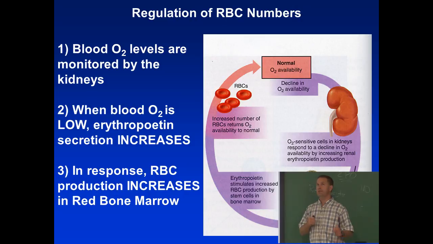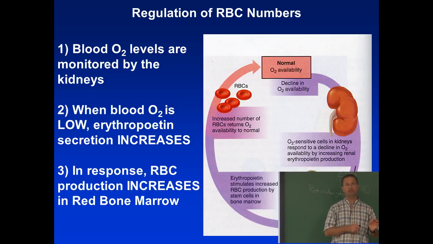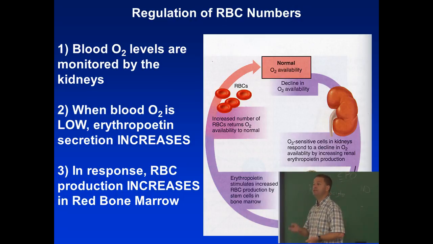Okay, so the stimulus for producing red blood cells, anyway, is hypoxia. Hypoxia is sensed by the kidneys, and the kidneys talk to the red bone marrow using a hormone called erythropoietin, or EPO, and erythropoietin stimulates the production of red blood cells. Now, as the number of red blood cells entering circulation increases, what does that do to the blood oxygen levels?